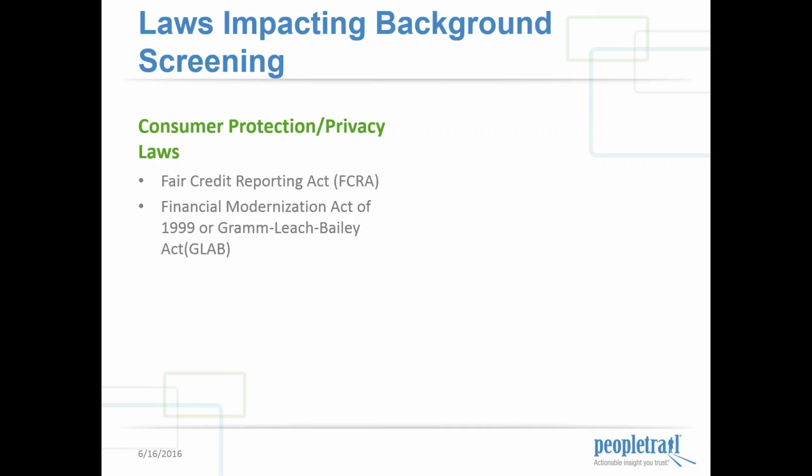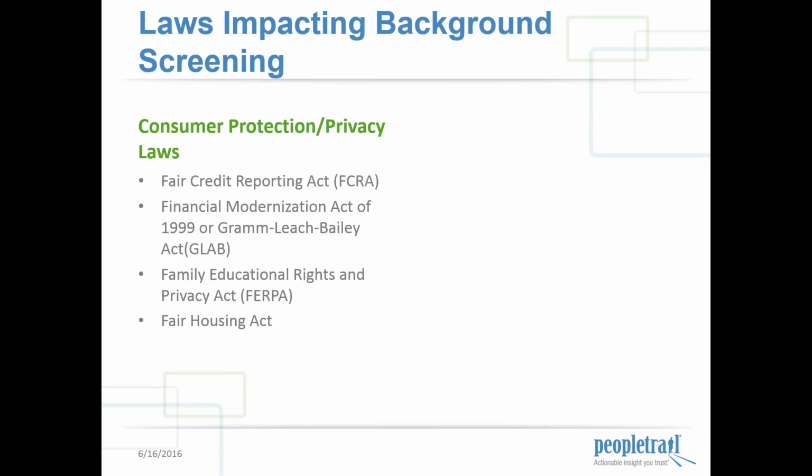There's also the Gramm-Leach-Bliley Act, some call it the GLBA. That also comes into play when you're doing credit header data and information on finding out where people live. There's the FERPA Act that comes into play with background screening.